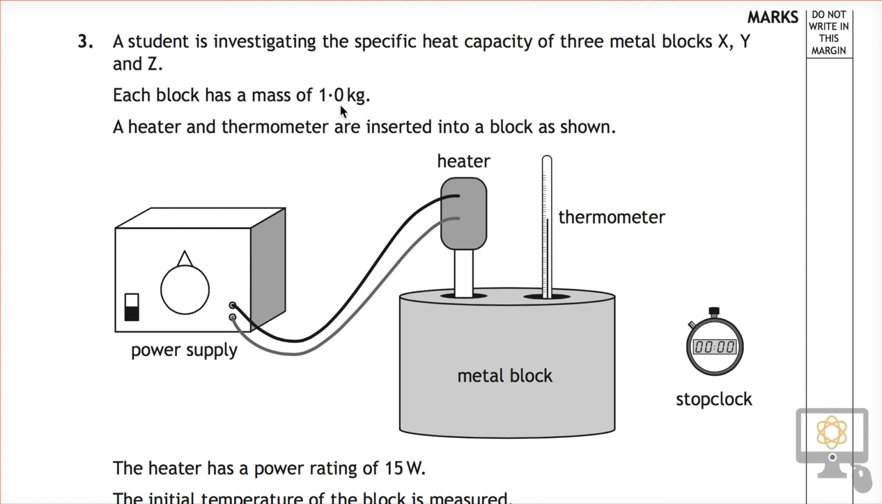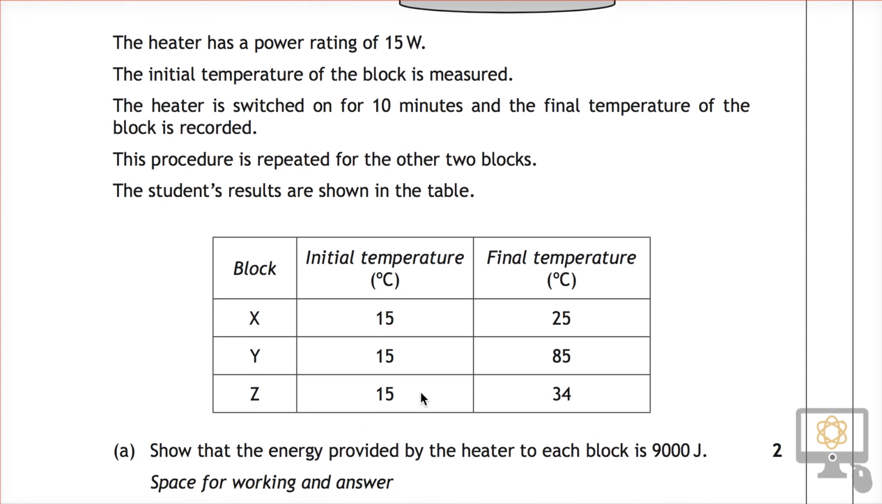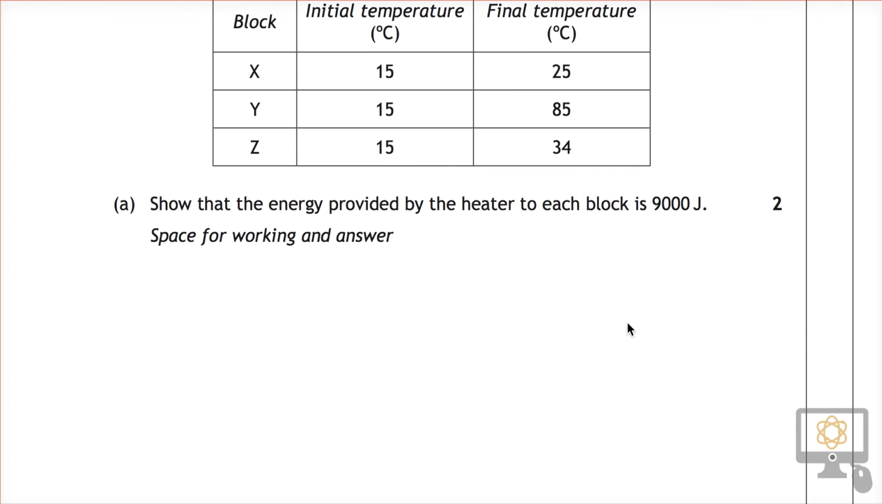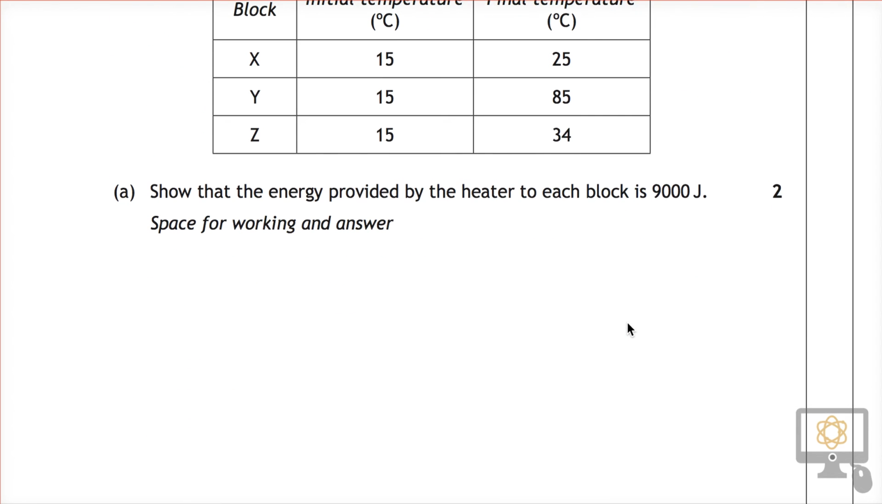Each block has the same mass, 1 kilogram, and the heater and thermometer are inserted as shown by a power supply. Let's have a look at the details of the power supply. It's a 15 watt power supply. The temperatures of the blocks are all the same at the beginning. The heater is on for 10 minutes and the final temperature is recorded. So the question is, show that the energy provided by the heater to each block is 9,000 joules.